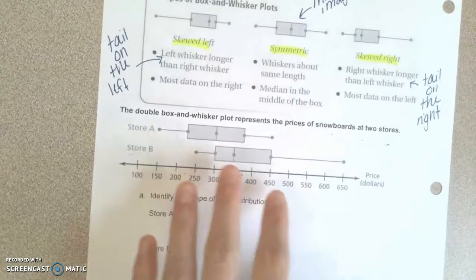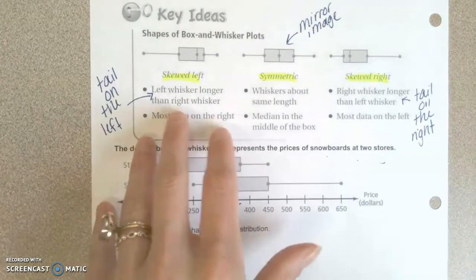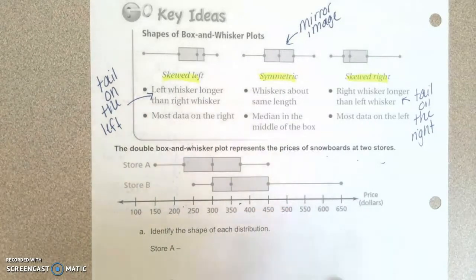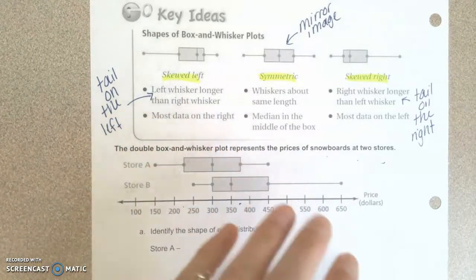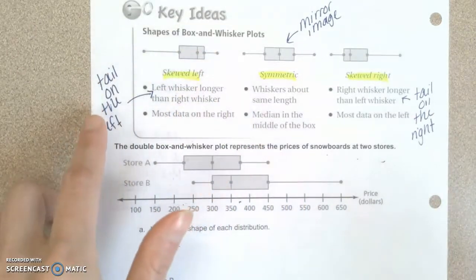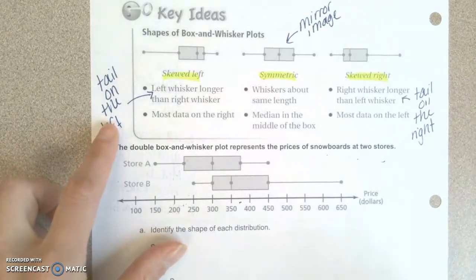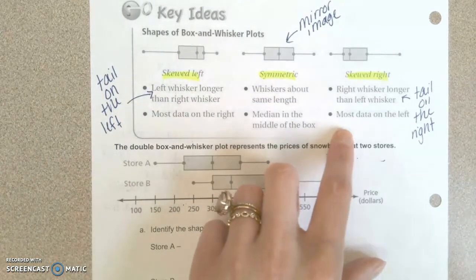All right, and then on the back side, we have our shapes of box and whisker plots. So just like last week, we do have 3 different shapes. We can see skewed left is when the left whisker is longer than the right whisker, and most of the data is over on the right. So kind of like last week when we looked at this, we had the tail extending out to the left, similar idea there. Skewed right is just the opposite.